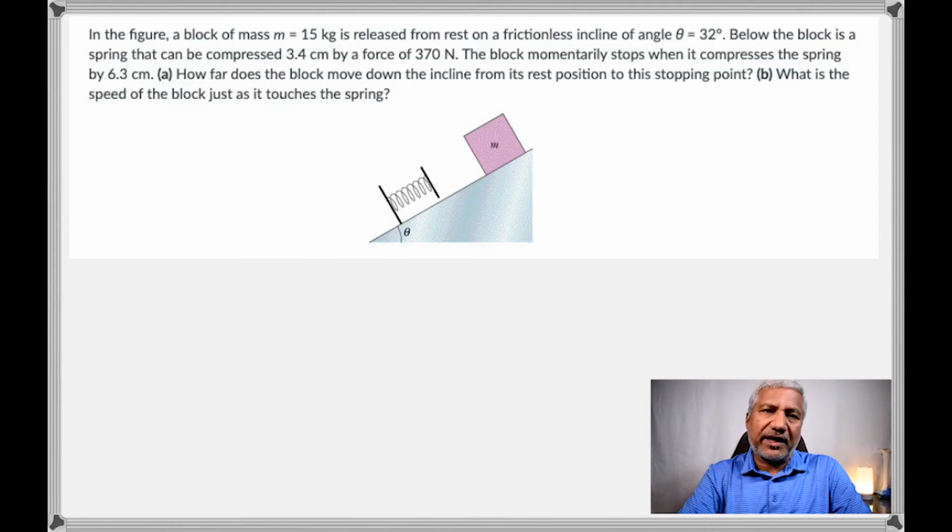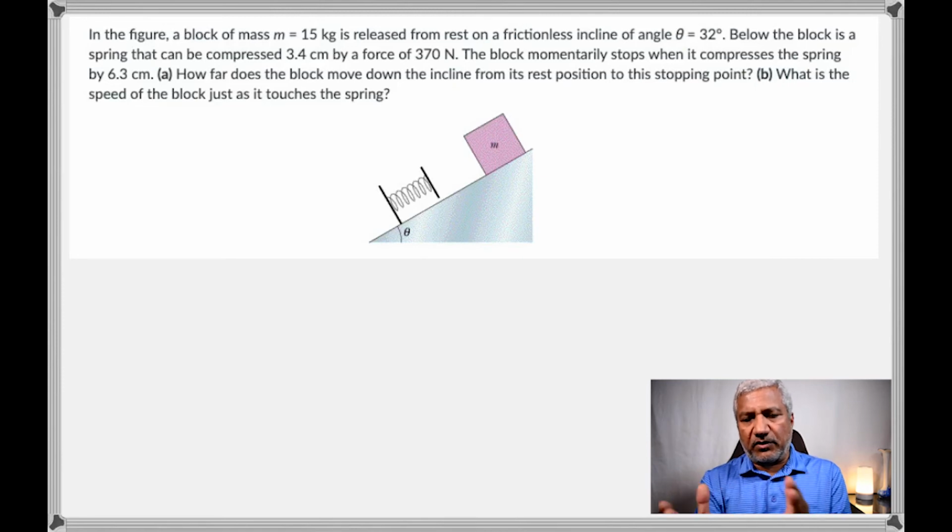So the accompanying diagram makes it clear that this block is coming down. It's released from rest and it's on a frictionless incline. So at the beginning, the block has potential energy, and as it moves down, its potential energy changes into kinetic energy. And then at the moment it hits the spring, it transfers its energy, which now becomes the potential energy of the spring. Okay? So there is a transfer of energy here.